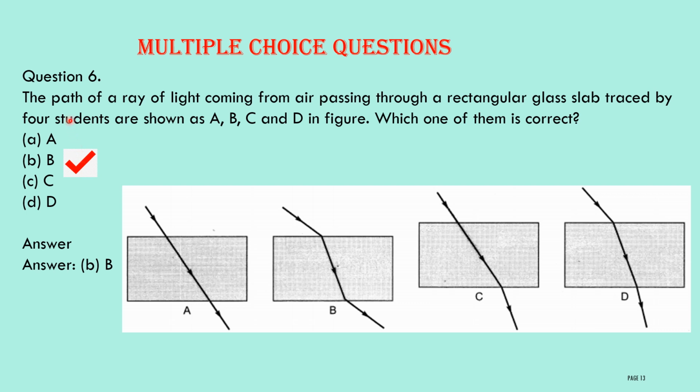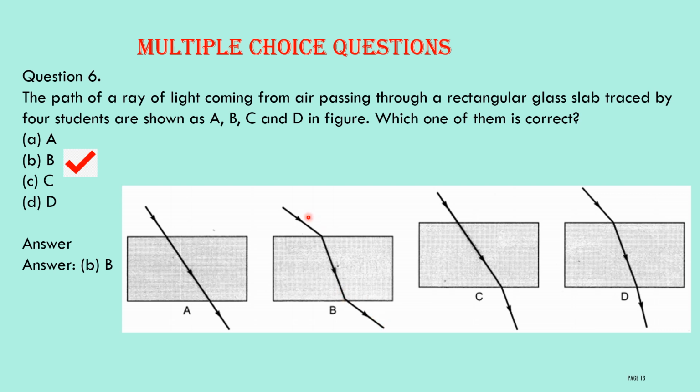Question number 6. The path of a ray of light coming from air passing through a rectangular glass slab is traced by 4 students, as shown in figures A, B, C, D. Which one of them is correct? Option B is the correct answer. Look at the picture here. This is the rectangular glass slab. When a ray of light is incident on the rectangular glass slab, inside the glass slab the incident ray will get refracted, and at the point B it will emerge.